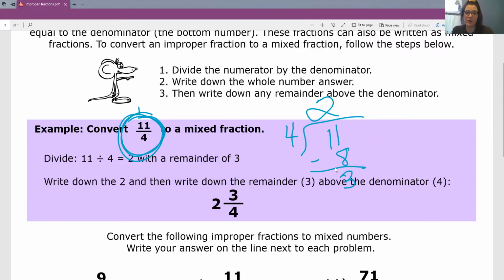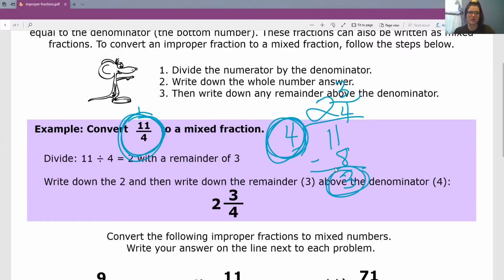So then we look at the 3 that we have left. We cannot get 4 out of 3. So 3 would have been our remainder. Instead of putting R3 like we would for a regular remainder, we can make that 3 into a fraction. Whatever your remainder is, here our remainder is 3, is the top of your fraction. The bottom of your fraction is whatever you're dividing by. In this case, it's a 4. So there's our answer, 2 3/4.